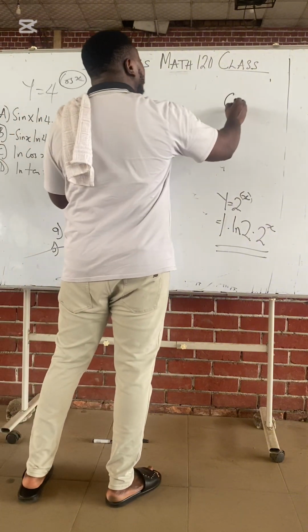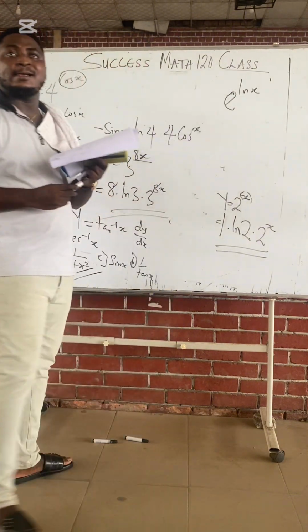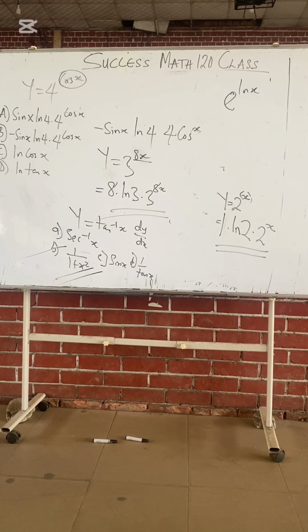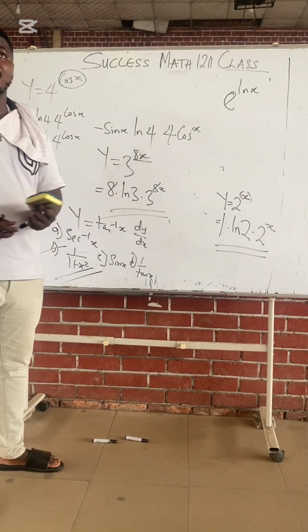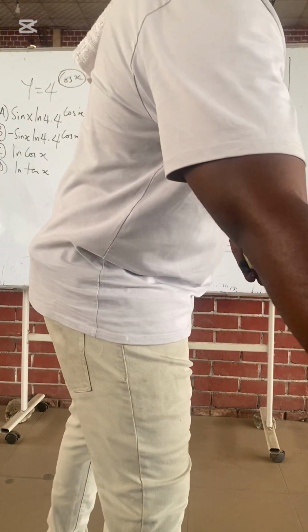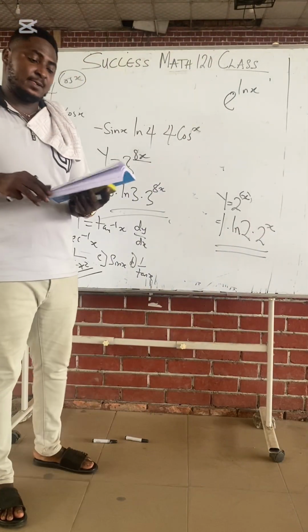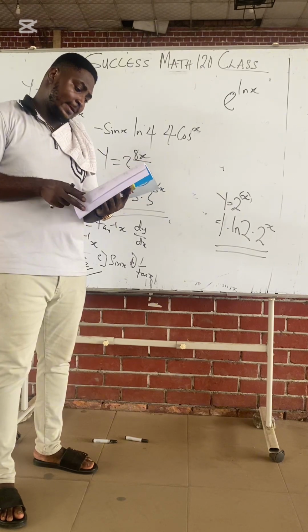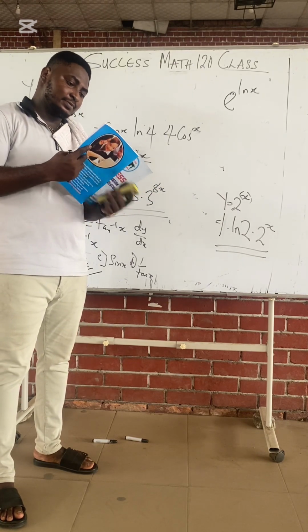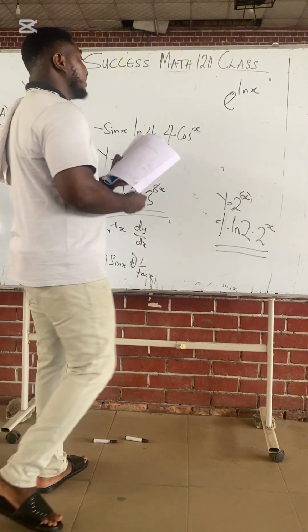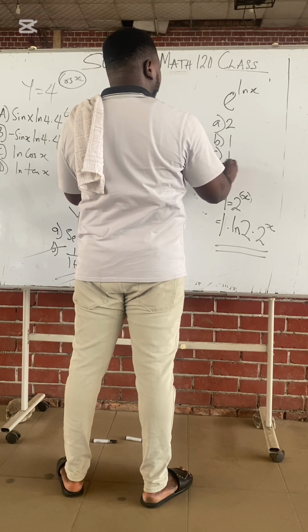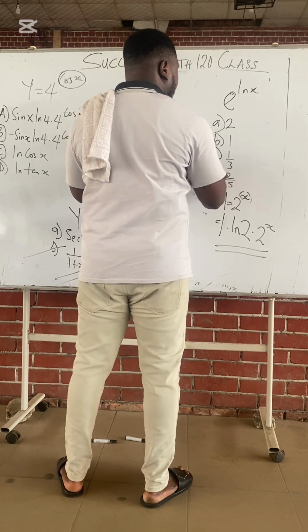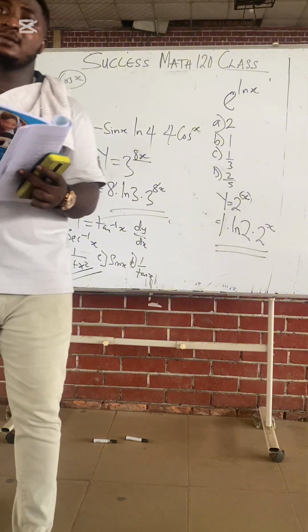Class, differentiate e raised to power ln x. Let me write the option for you. Class, the option will shock you. Option A, 2. Option B, 1. C, 1 over 3. D, 2 over 5. Why did you say 1?